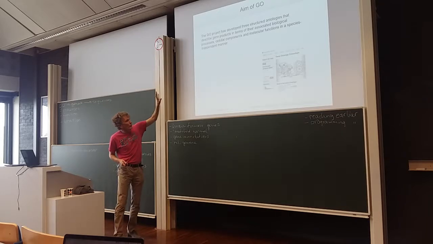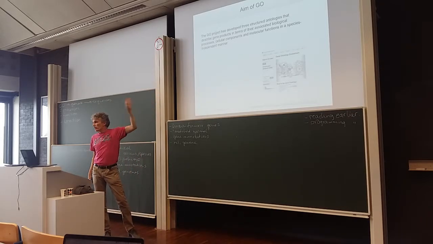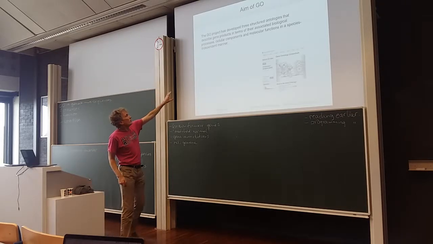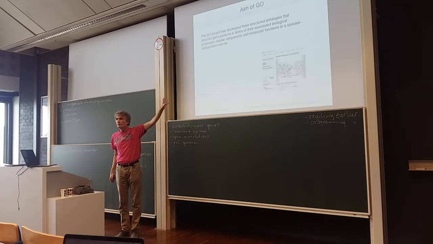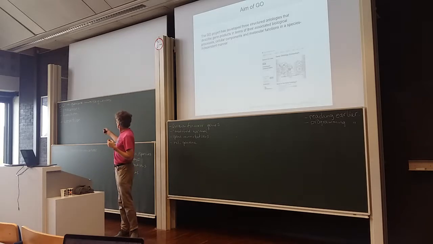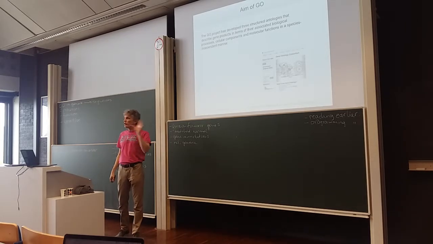Right. So, how does GO do that? How does GO annotate these functions? And the first letter in GO is for gene. That's easy. You got that. So we have it here. The second is ontology. Who knows what an ontology is?